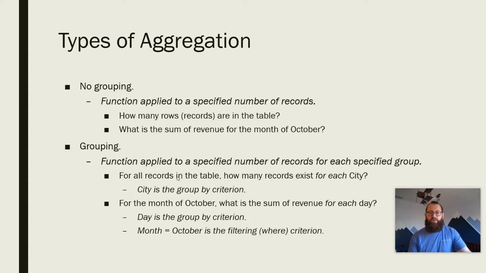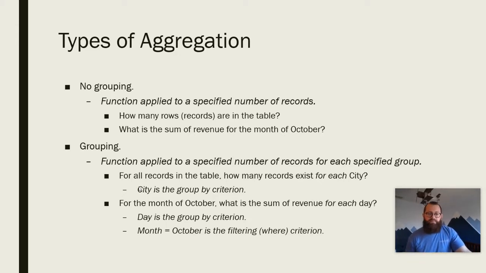Two examples: for all records in the table, how many records exist for each city? The "for all records in the table" just means we're not going to filter out any records through the where clause in the SQL framework, and we're essentially just going to count the number of records and group by values in the city field. So you'll have a count of records for each unique value of city.